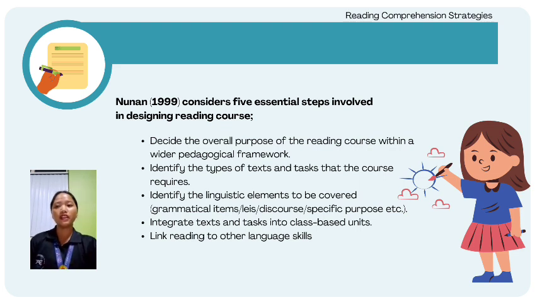So, effective reading instruction includes teaching grammatical structures, discourse features, and vocabulary necessary for understanding text. For example, if learners need to read academic papers, they should be introduced to complex sentence structures, signal words, and discipline-specific terminology.